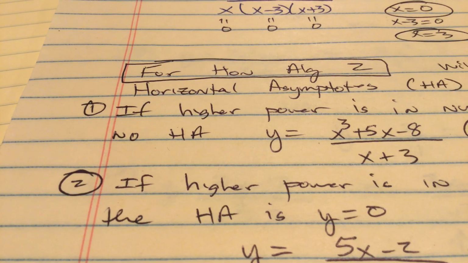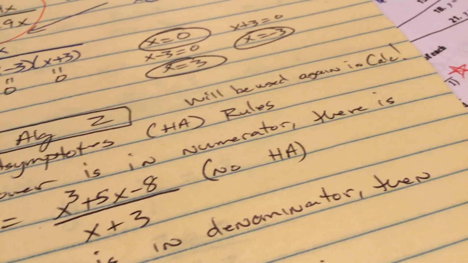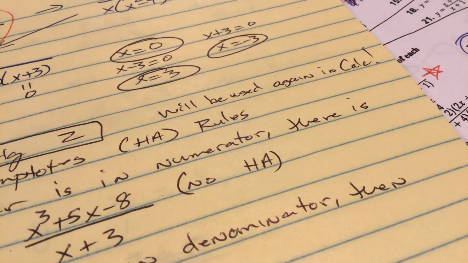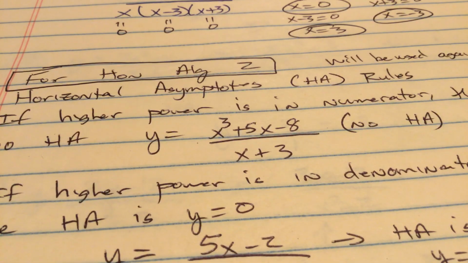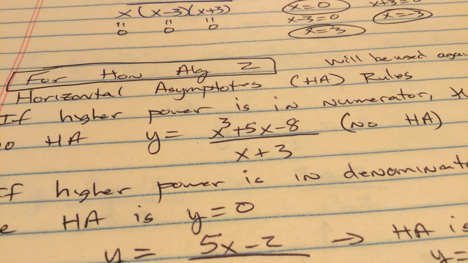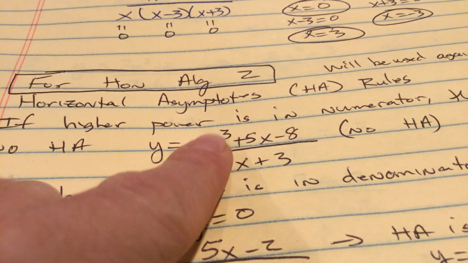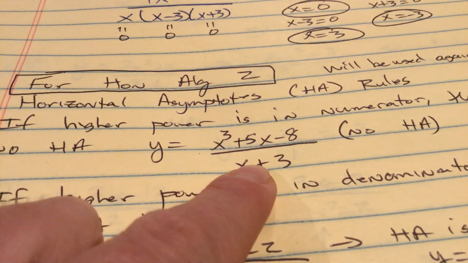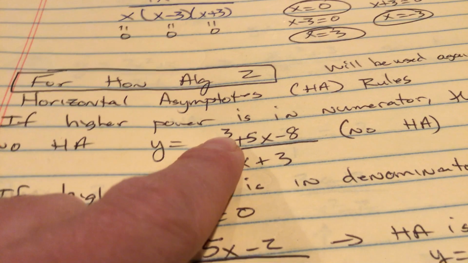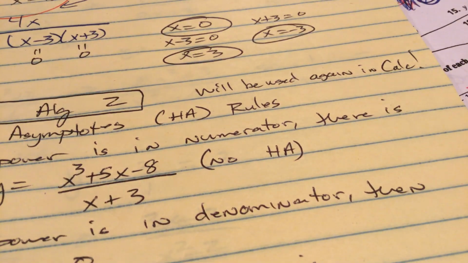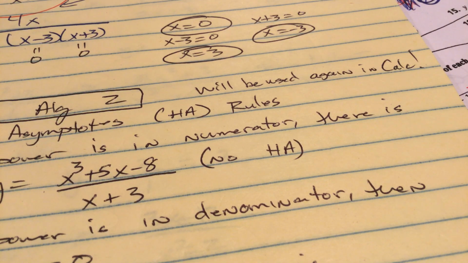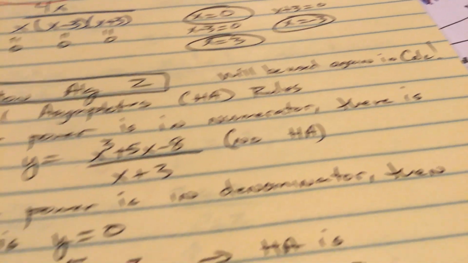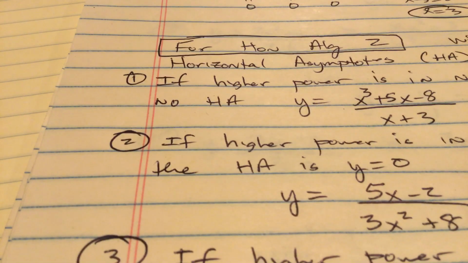Number 1, if the higher power is in the numerator, there is no horizontal asymptote. So here's an example, write this down. y equals x to the third plus 5x minus 8 over x plus 3. The highest power is 3, and it's in the numerator. That has a power of 1, that has a power of 3. The highest power is in the numerator, so there is no horizontal asymptote. This graph will continue to go towards infinity as x gets bigger. The graph will go up forever, that is.